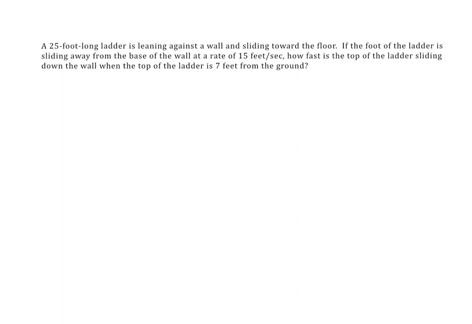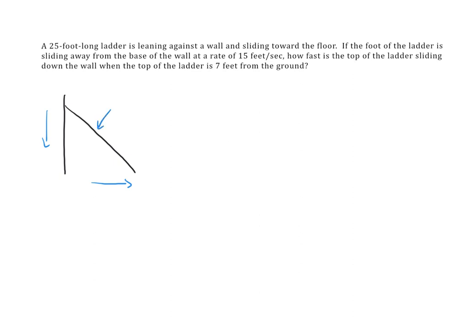So our first example starts out saying a 25-foot ladder is leaning against a wall. Before I read any more, I'm literally going to draw my picture. I know I have a wall, and I know I have a ladder leaning up against the wall to give me that visual. Okay, so the 25-foot ladder is leaning against the wall, and it's sliding towards the floor. So it's falling, which means this height is decreasing, and then this length will be increasing.